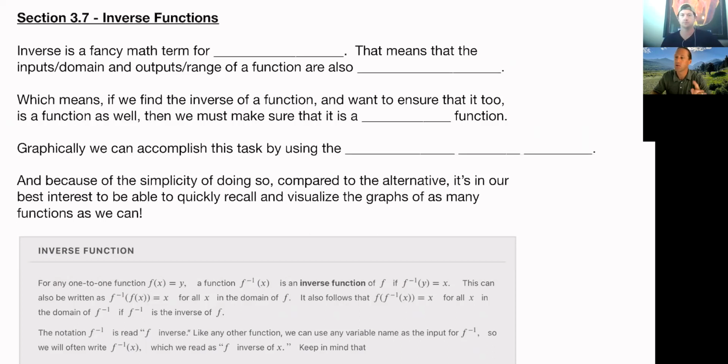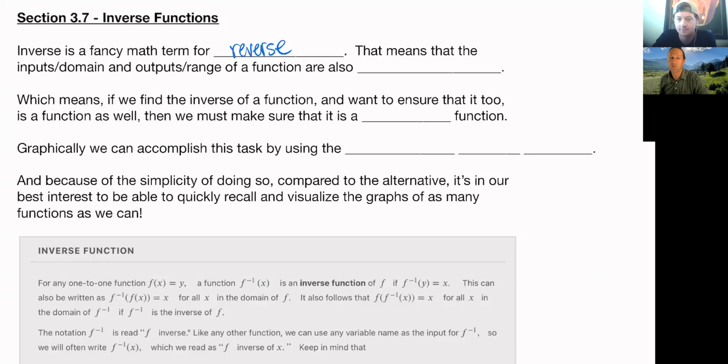So I mentioned this earlier. Let's see who's paying attention. What is inverse a fancy math term for? Anybody? Flipped. Close. They actually rhyme. Inverse, reverse.